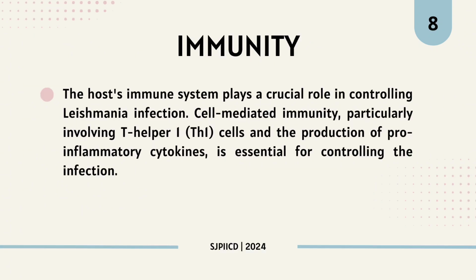Our body's defense system is crucial in fighting Leishmania infection. A type of immune response called T helper 1 cells, and the production of certain proteins called cytokines, help control the infection. However, a strong immune response can also harm tissues.